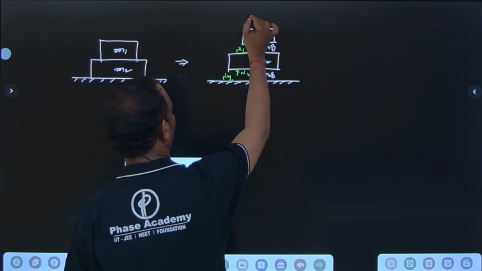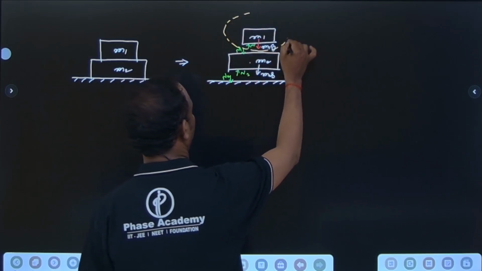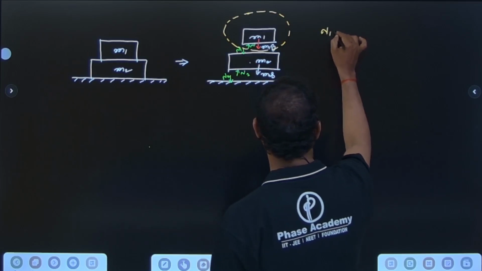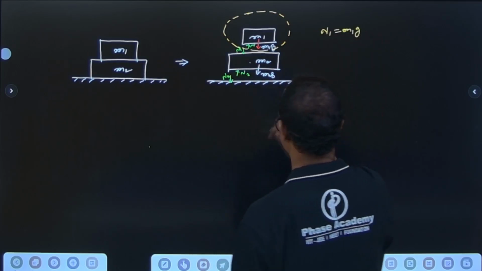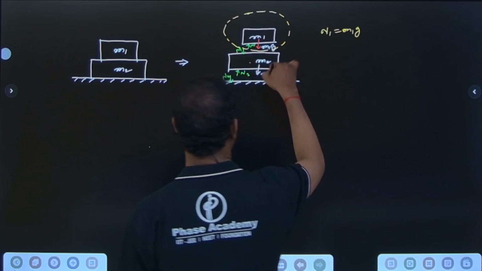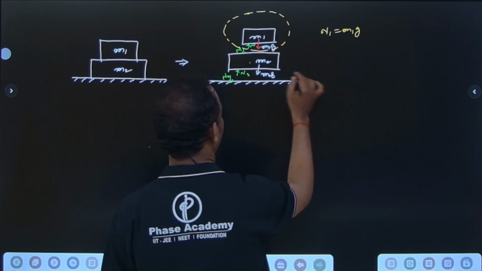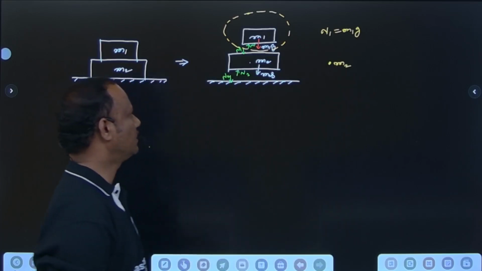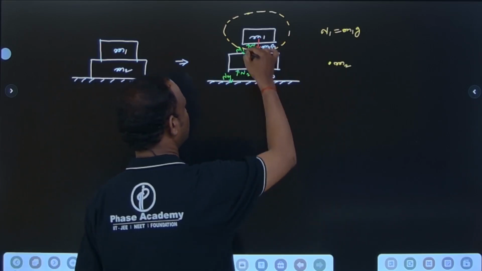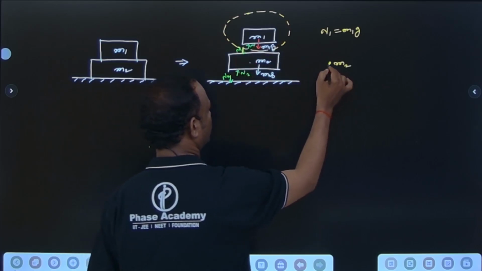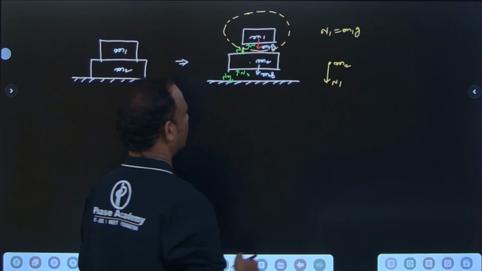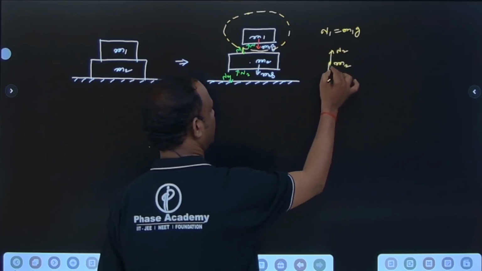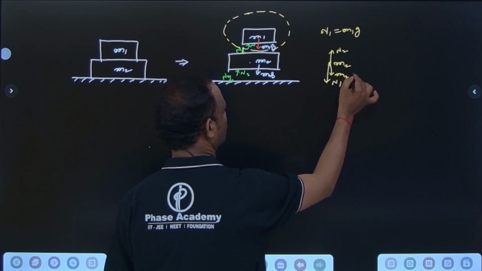I want to talk about this upper one. What is there? N1 is equal to M1g. Now the lower one, let me call it M2 for understanding. N1 is acting downwards on it. N2 is acting upward, and its weight is M2g.